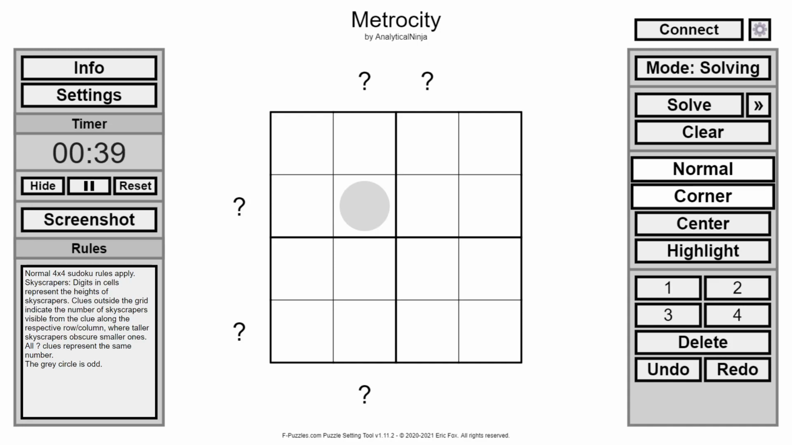This puzzle is called Metrocity by AnalyticalNinja. I got it from the Sudoku testing submissions channel of the CTC community Discord. Let's take a look at the rules.